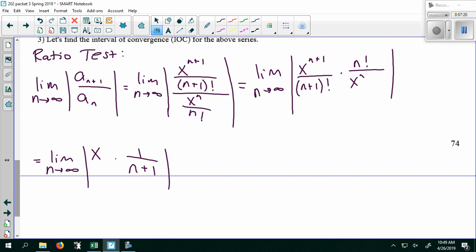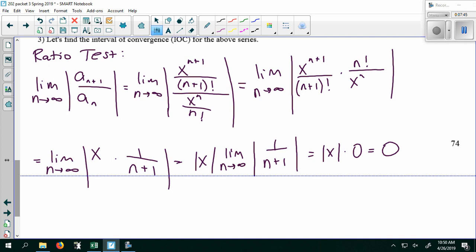The x has nothing to do with the limit. The limit is involving n, not x. So I can take the x outside the limit. It becomes the absolute value of x times the limit as n goes to infinity of 1 over n plus 1. What is that limit? 0, which is 0.